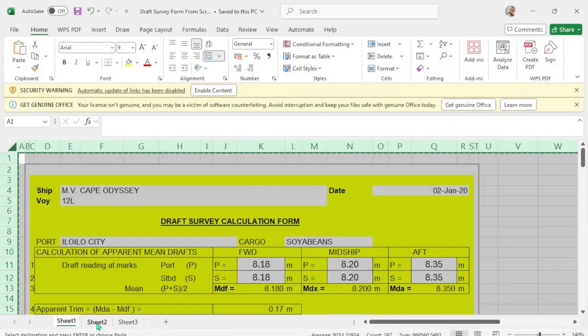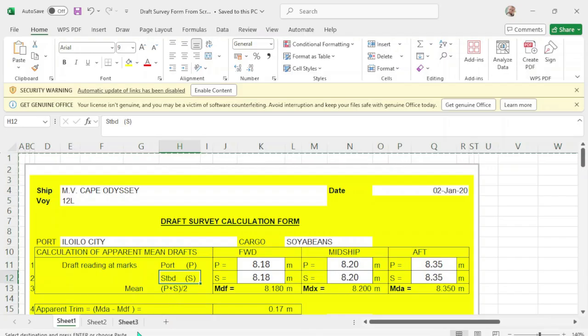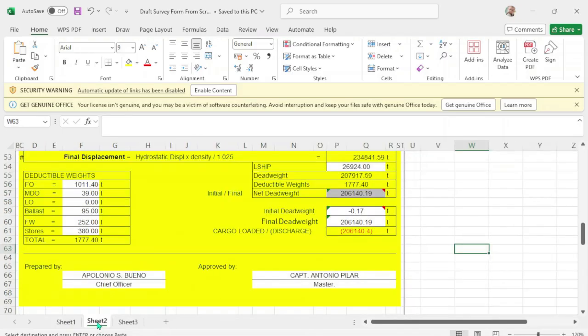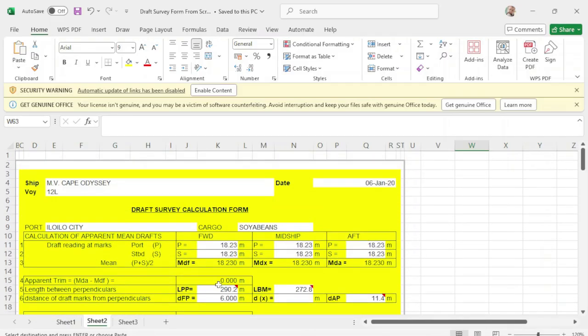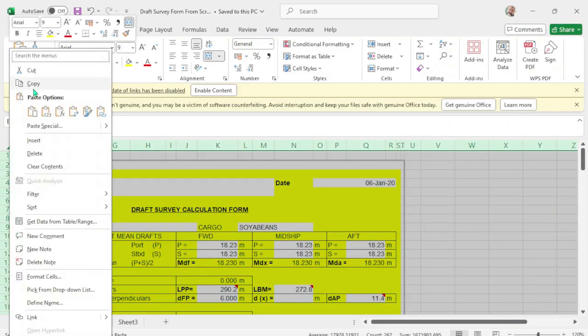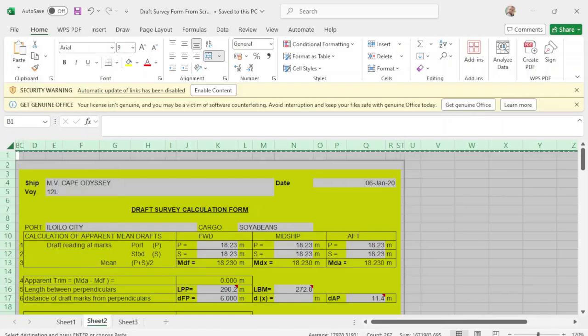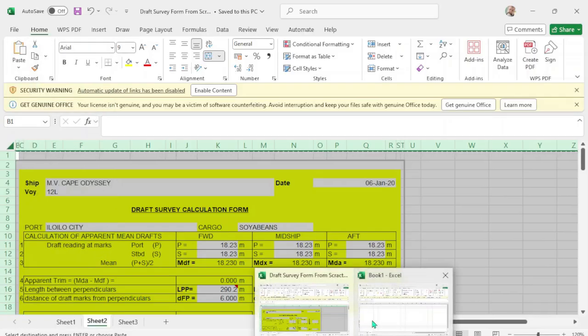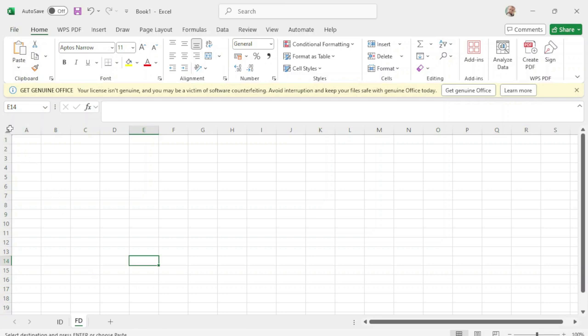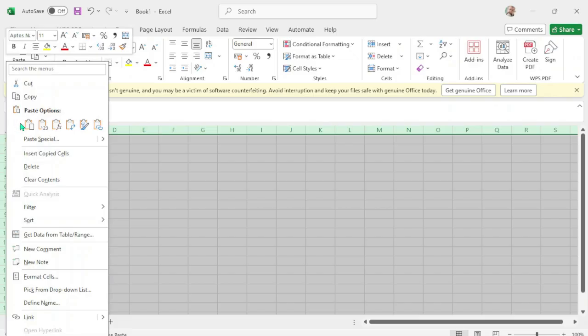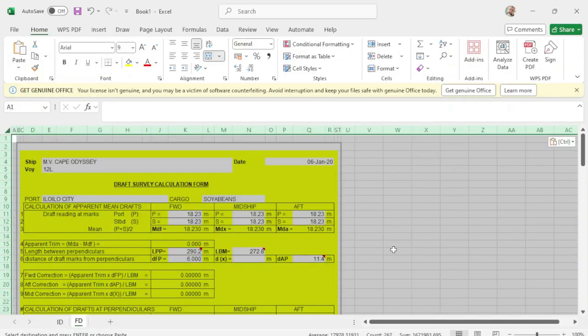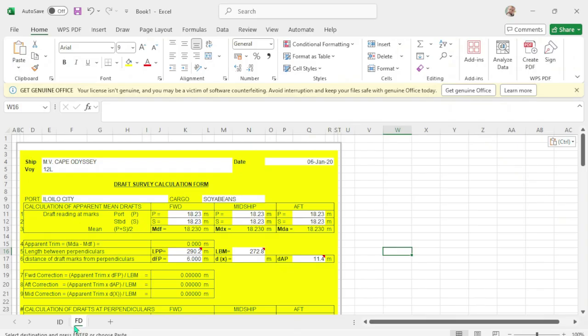You go to the initial, then you go to the final draft survey. This is your final draft survey form. And you click here. You copy. Then you go to the blank form and click on the corner right here. Right click and paste. So you have now two forms, your initial and final draft survey.